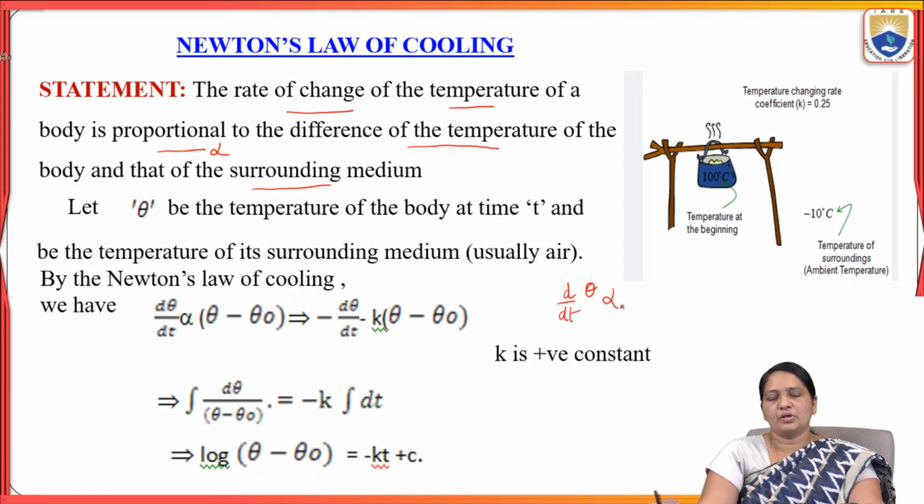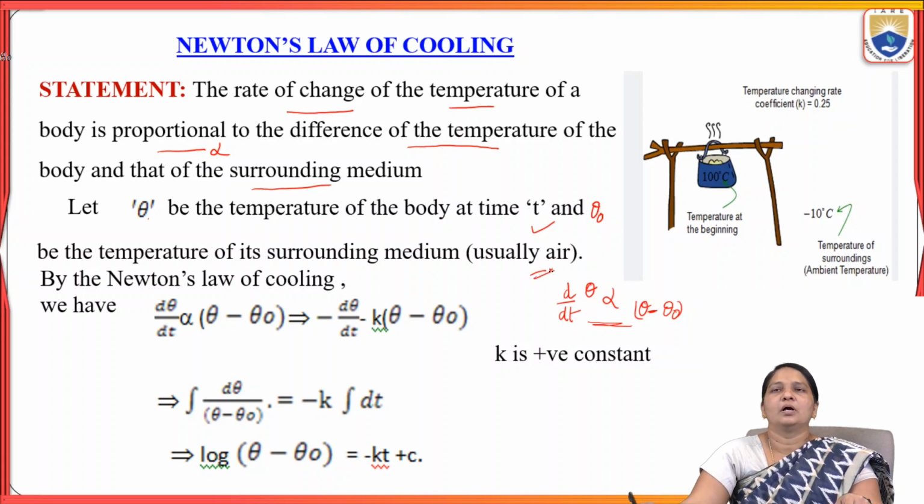This is proportional to the difference of the temperature of the body. If we take the temperature of the body as theta and the surrounding temperature as theta naught, the difference is theta minus theta naught. So the rate of change of temperature is proportional to the difference of the temperature of the body and that of the surrounding medium. Here theta is the temperature at time t and theta naught is the temperature of the surrounding medium. Mostly we will take air.